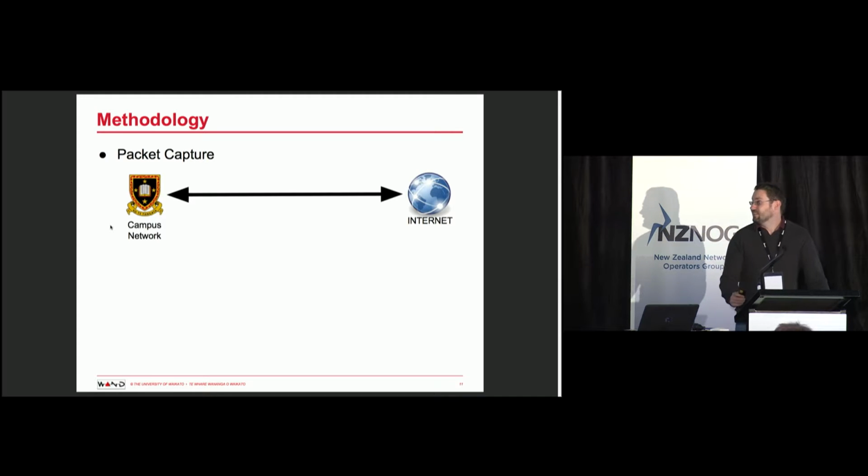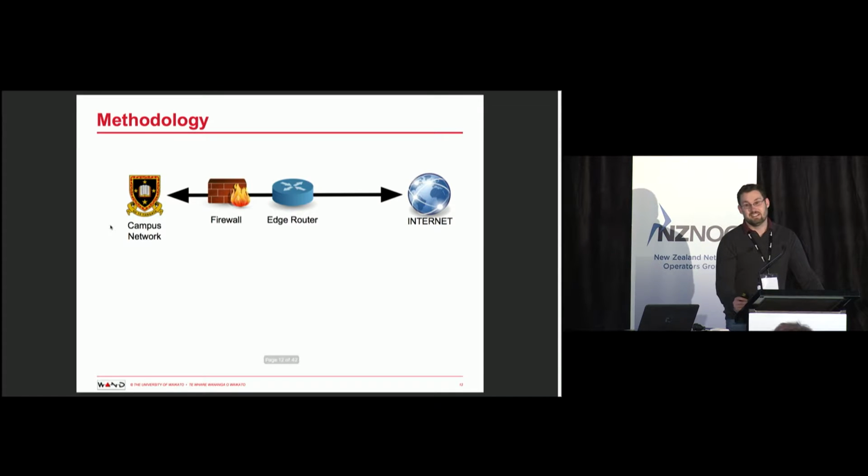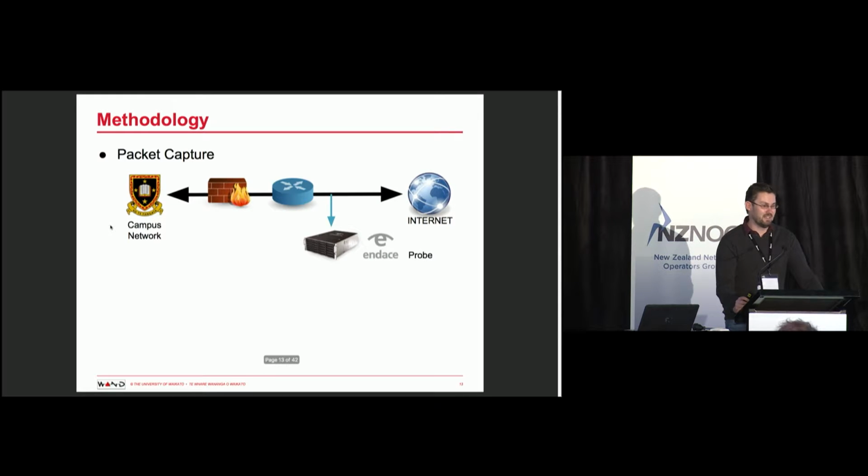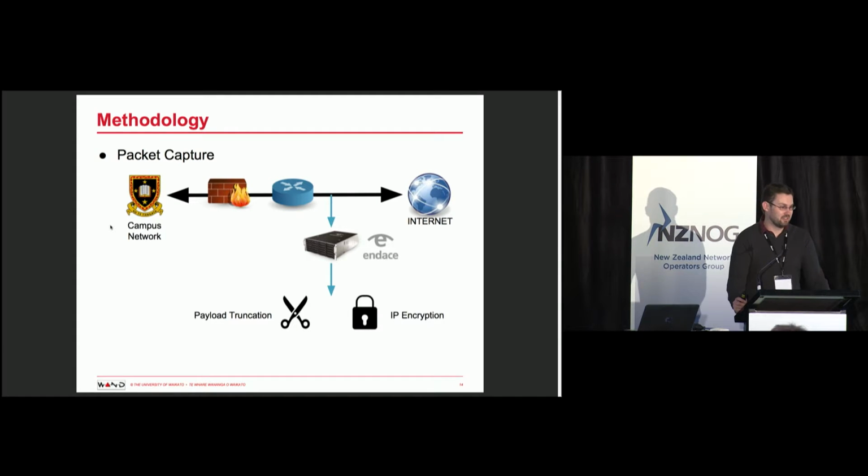So here's what I did. I took the uplink from our campus network to the rest of the internet. There is, of course, a firewall and an edge router at the border. And just outside of that edge router, we were able to connect an Endace probe, which is capable of capturing and recording every single packet that comes into and goes out of the university network. Because I am an ethical researcher, we then went and truncated most of that payload.